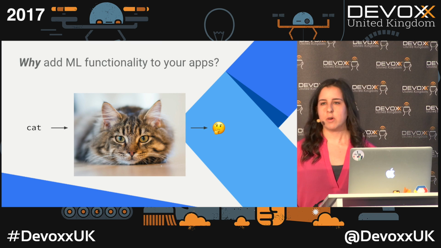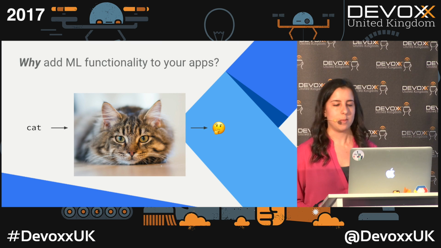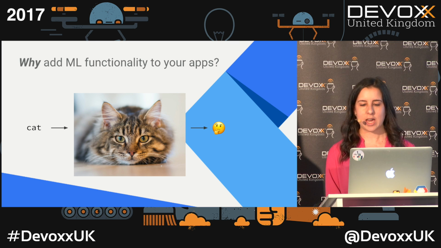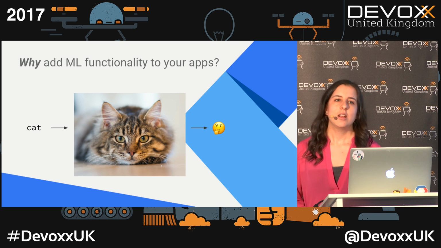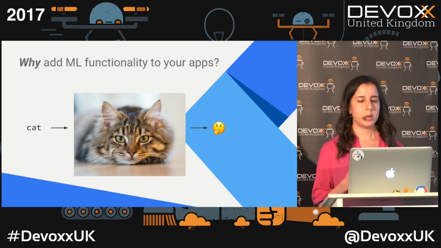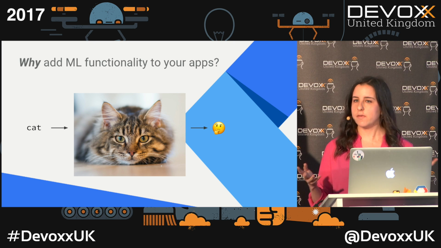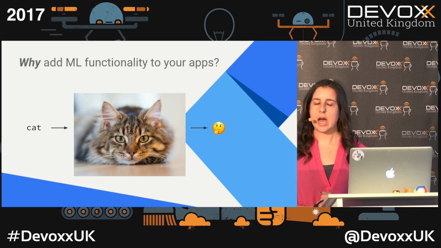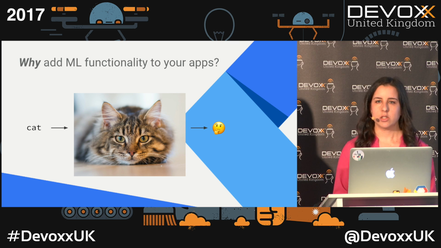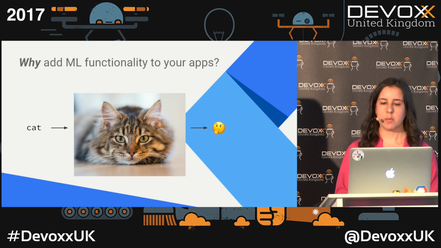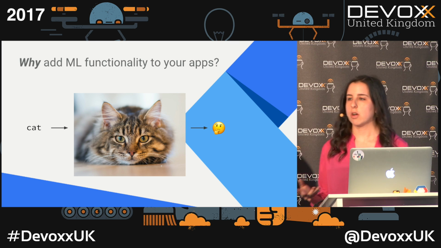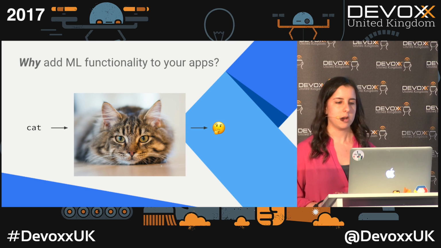But why would we want to add machine learning functionality to our apps? Machine learning can tell us this is a picture of a cat, but why do we care? The answer is it can help us automate things so that, as developers, we can focus on the user experience of our app. We want to add awesome functionality to our applications, and we might not want to get hung up on building and training our own model to be able to identify things in our pictures.